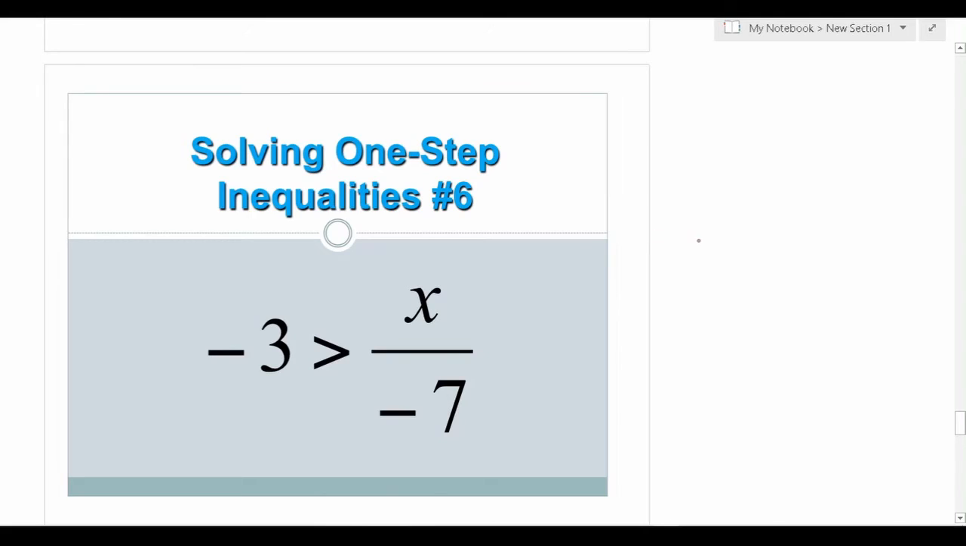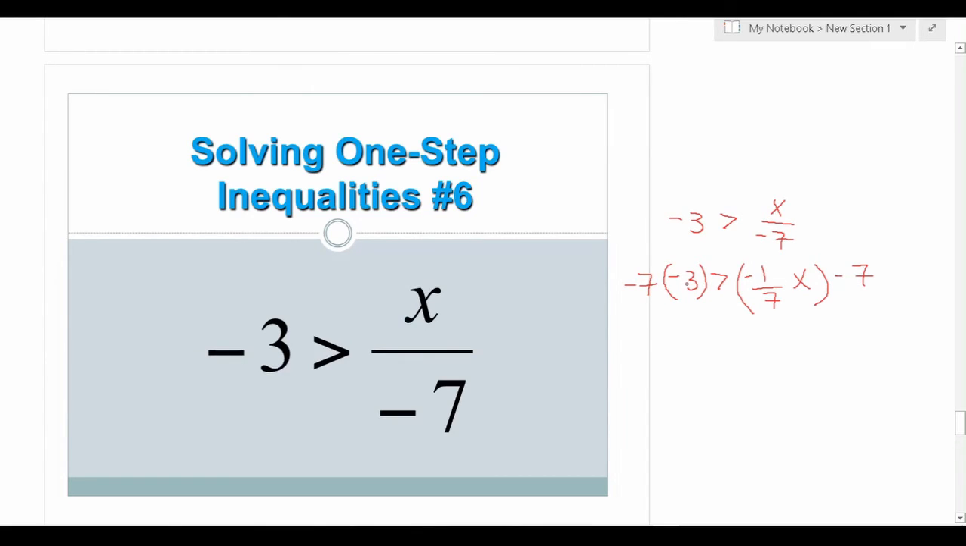Let's go ahead and work on this one. Negative 3 is greater than x over negative 7. Again, I don't like how this is written, so I'm going to rewrite it. Negative 3 is greater than negative 1 over 7 x. That's the same thing. Again, we're trying to get x by itself, so we're going to multiply this side by negative 7 and this side by negative 7.